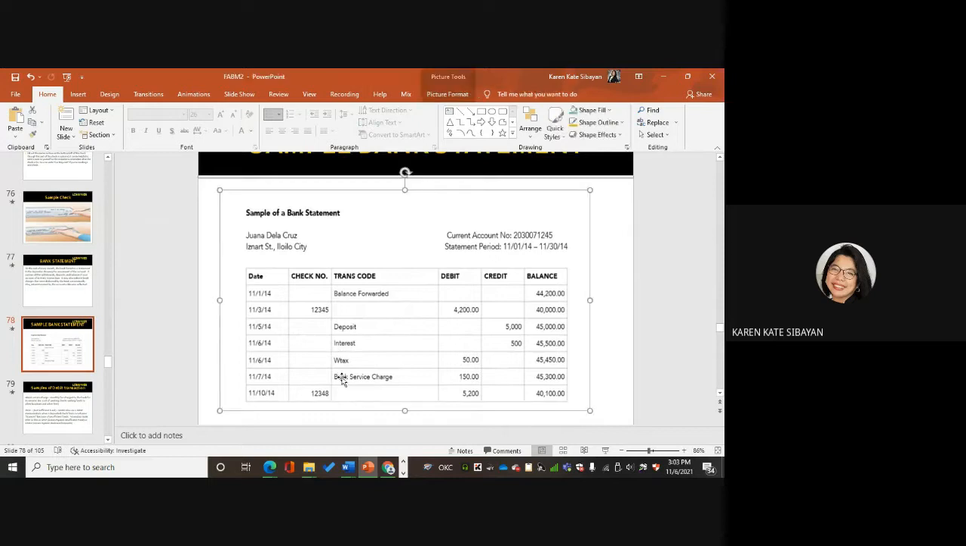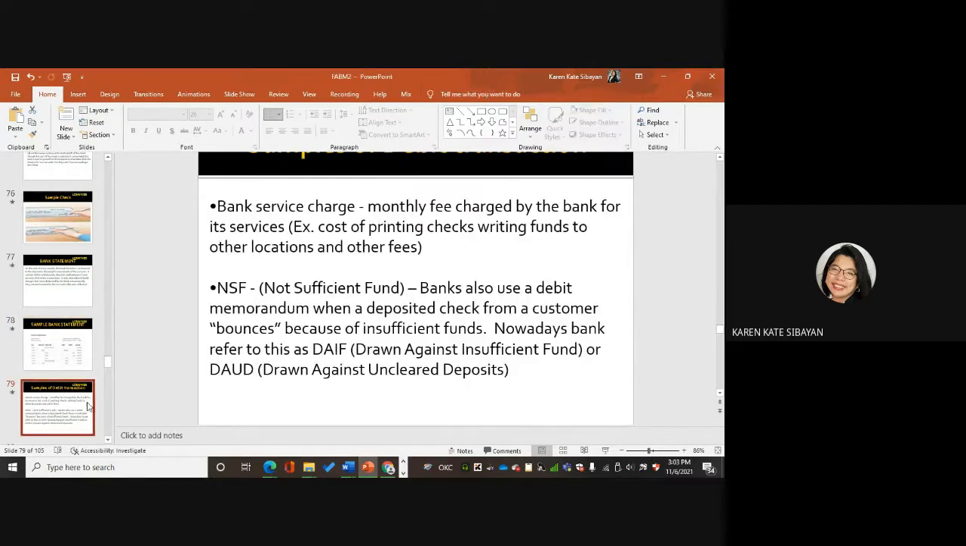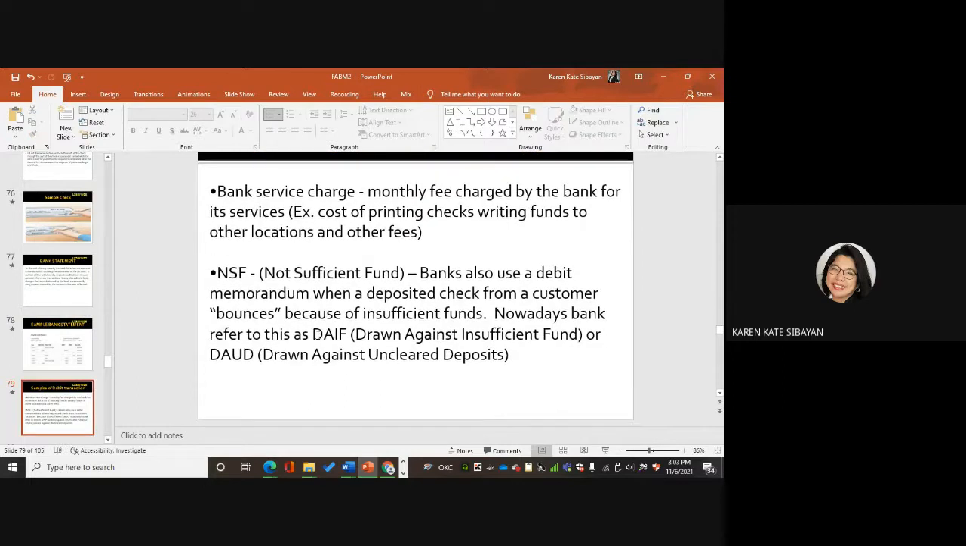So, nagkaroon ng bank service charge kasi parang inutusan nung, for example, akong binayaran ng cheque, pumunta na ako sa bangko. Yung service ko para ma-sendan ng pera or malagyan ng pera yung check na yan, that will have a service charge worth 150 pesos. So, bank service charge is a monthly fee charged by the bank for its services. Example, cost of printing checks, writing funds to other locations, other fees.